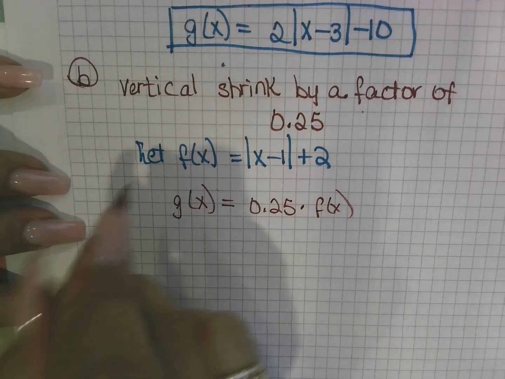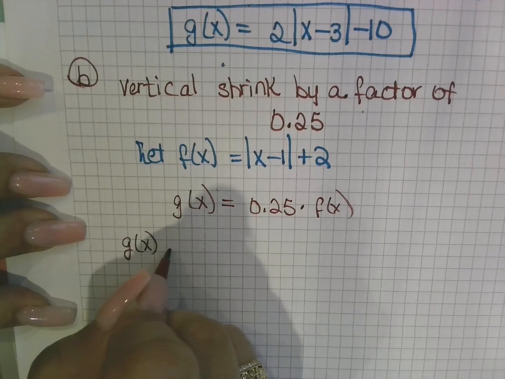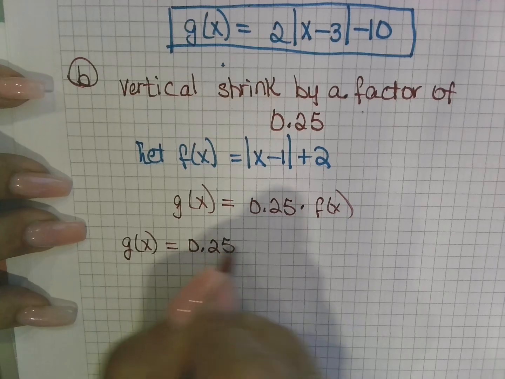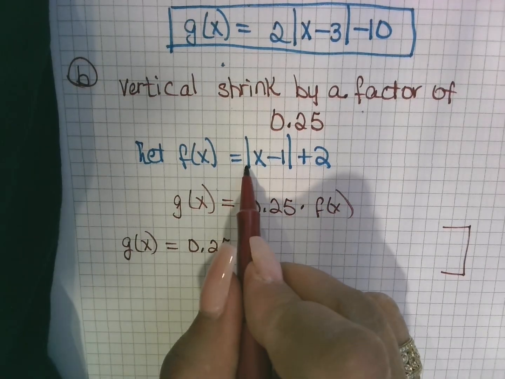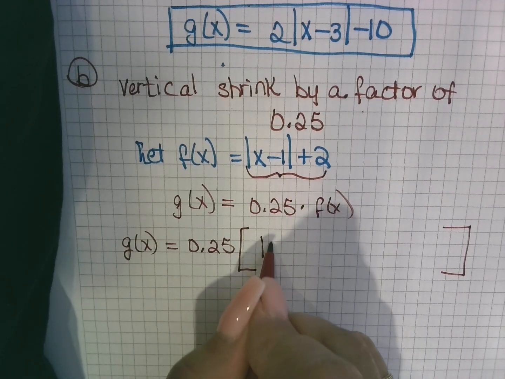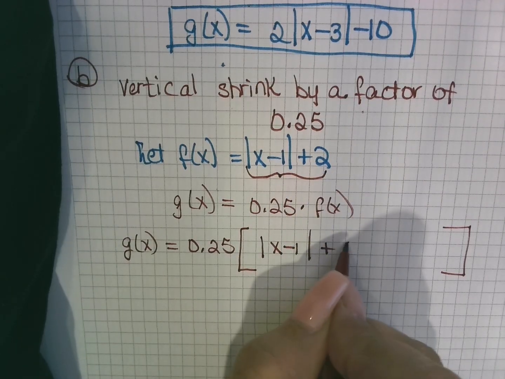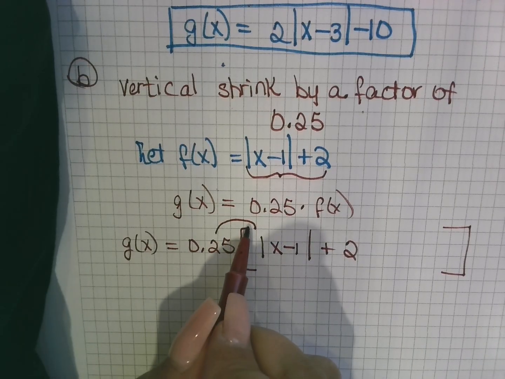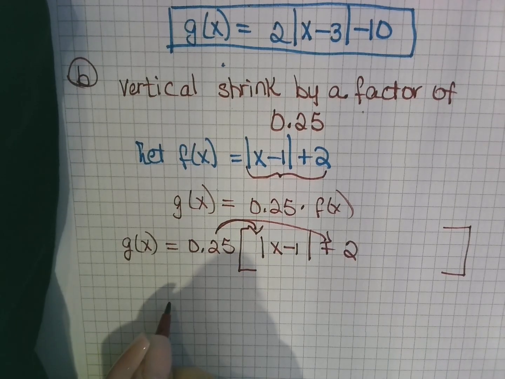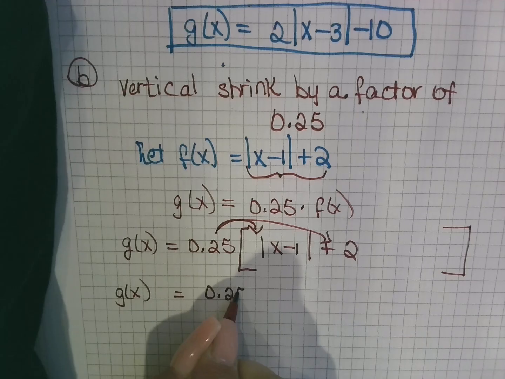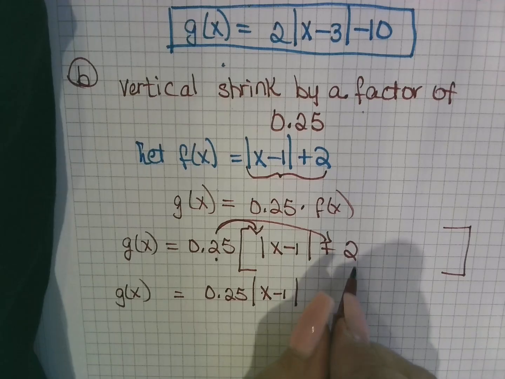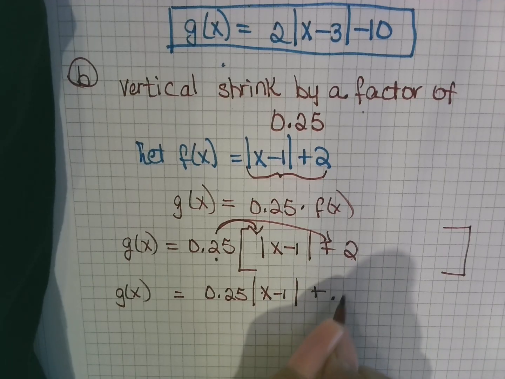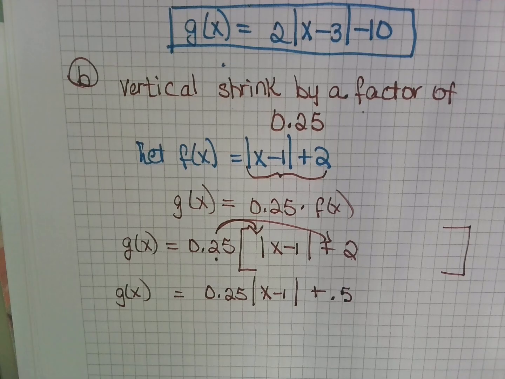Alright? And that means we're going to do g of x equals 0.25. Please put your brackets or parentheses or some sort of grouping symbol to put the entire function in there, because then you're going to have to distribute. And now you're going to distribute with this one and that. So g of x equals 0.25 times the absolute value of x minus 1, and then 0.25 times 2 is 1/2, or 0.5.